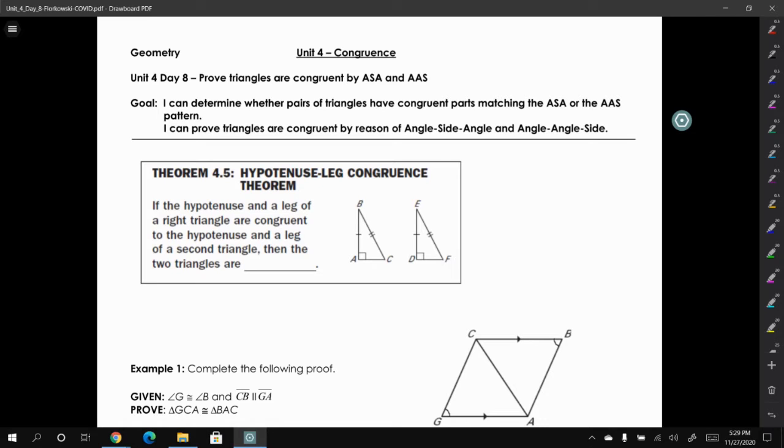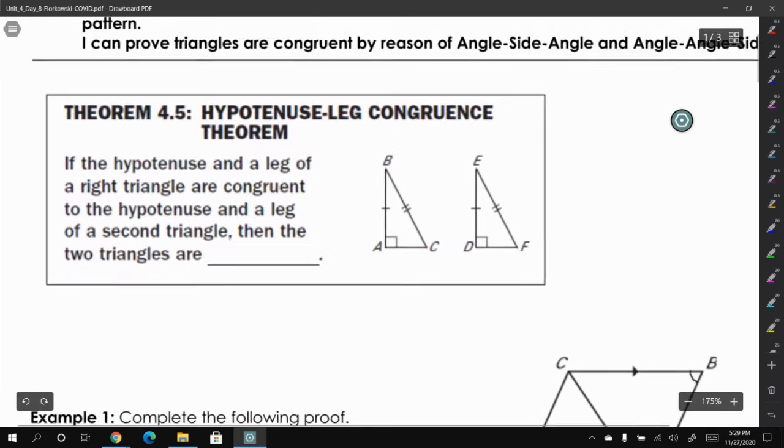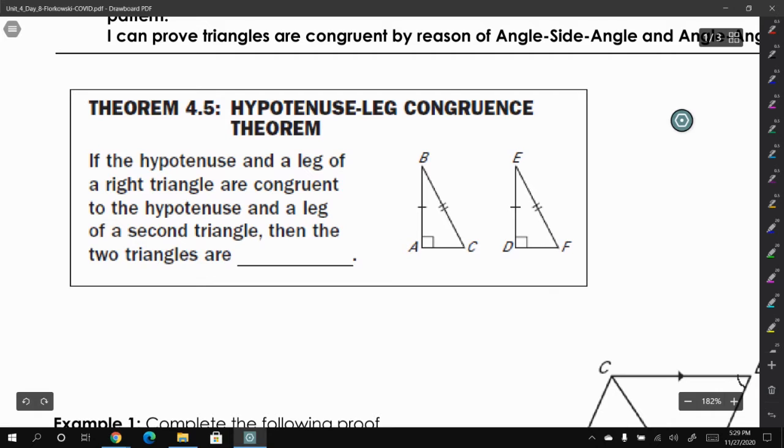In this video, we're going to be proving triangles congruent by angle side angle, angle angle side, and the hypotenuse leg theorem. We haven't talked about the hypotenuse leg theorem yet, so here it is. Remember, hypotenuses are segments that are found only in right triangles. So when we see the hypotenuse leg theorem, that tells you automatically that we are dealing with right triangles only.